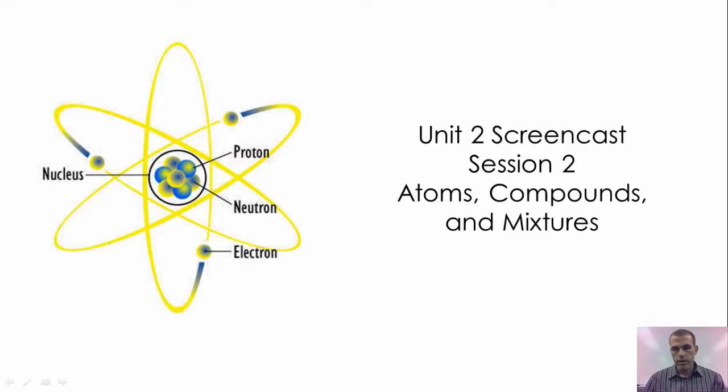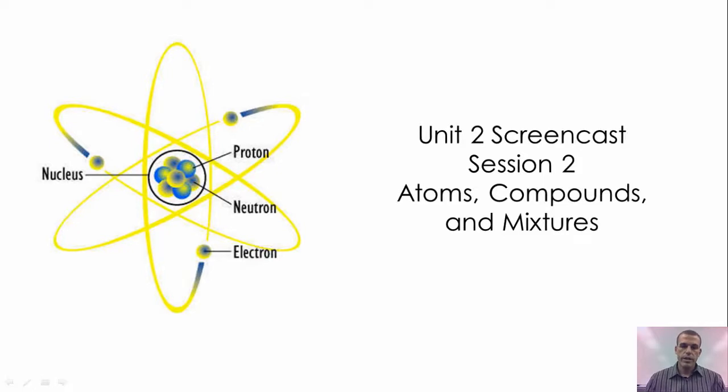This is Screencast session number 2, dealing with atoms, compounds, and mixtures for Unit 2 that we've been covering on matter. In the first one, we looked at the states of matter, chemical properties, physical properties, and chemical and physical change. In this one, we're going to take a closer look at atoms, compounds, and some mixtures, and some of the characteristics that we see there.